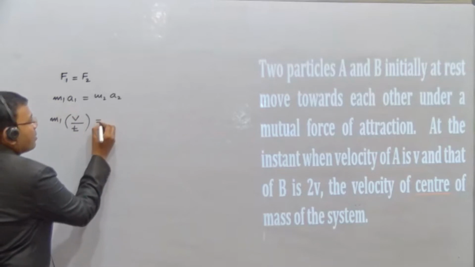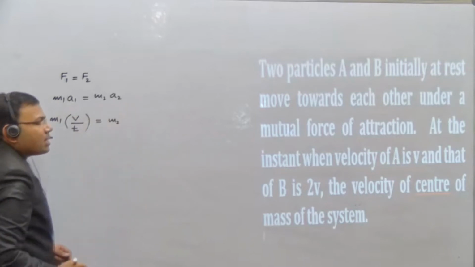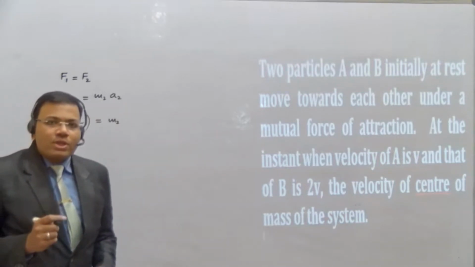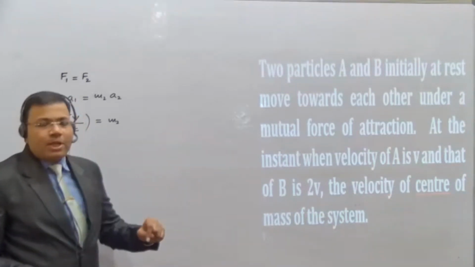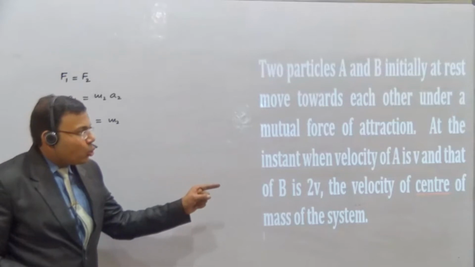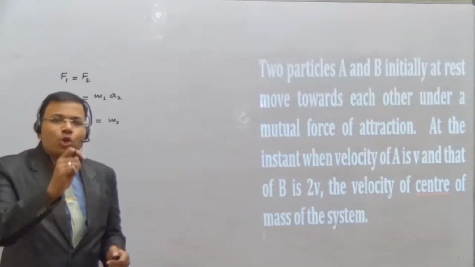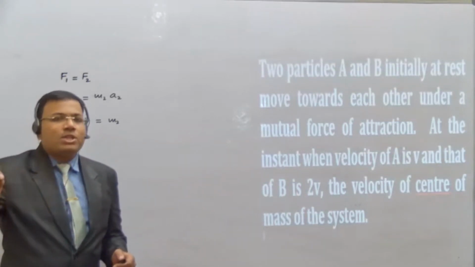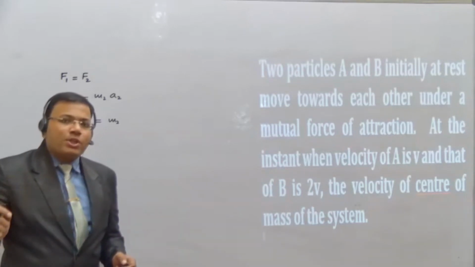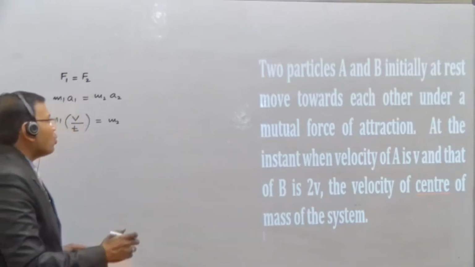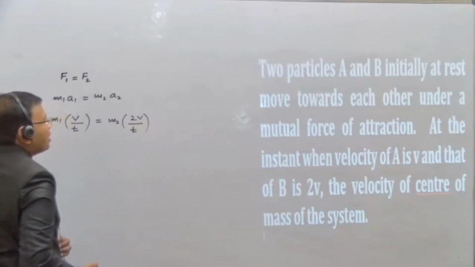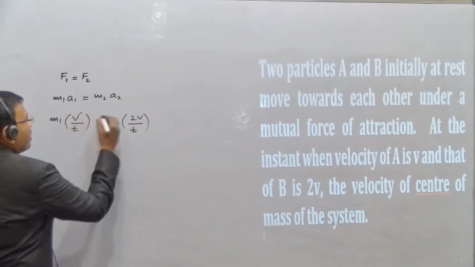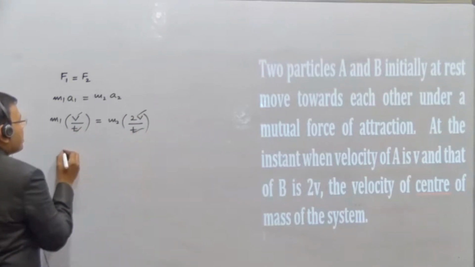Now second, दूसरे के लिए देखिए m2. What is this a2? a2 is the acceleration of the second body, that is B. How much is the velocity? Initially rest पे है, 0. अब 2v हो गया. So change in velocity is 2v minus 0, it is 2v only, right? So this is 2v by time, I'll take it as t. Now v and v get cancelled, t gets cancelled.